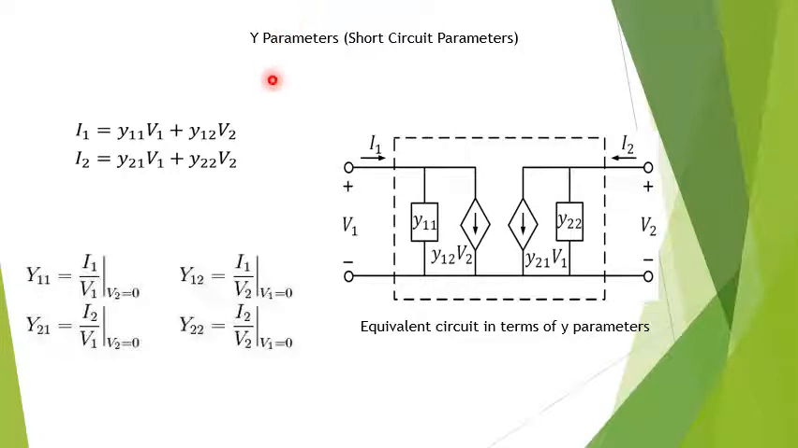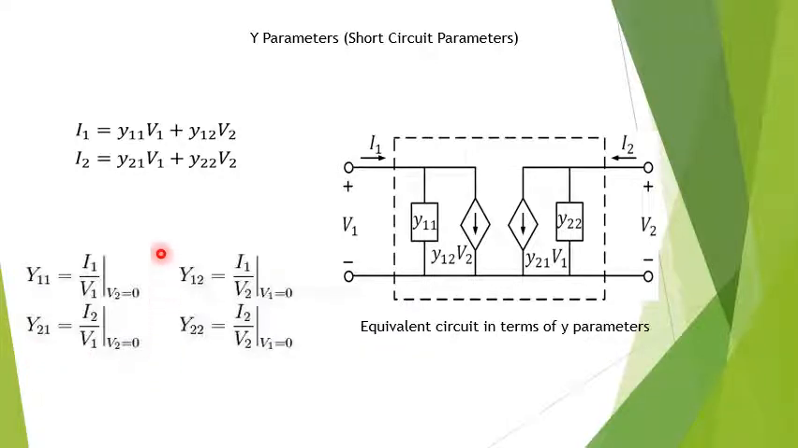Another type of two-port parameter is called the Y parameters. They are also called the short circuit parameters. The equations for the Y parameters are given as I1 is equal to Y11 V1 plus Y12 V2, and I2 is equal to Y21 V1 plus Y22 V2. The first two Y parameters I can get by short circuiting the output port, or by putting V2 equal to 0. When I do that, I get Y11 is equal to I1 upon V1, and I get Y21, that is equal to I2 upon V1.